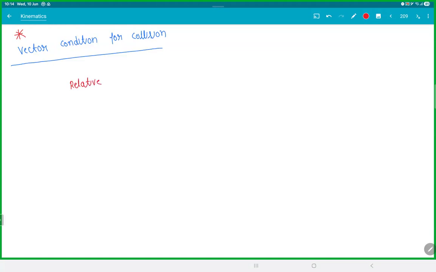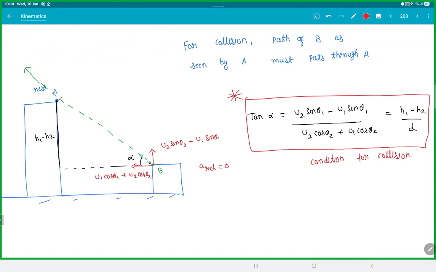Think about this. If two particles are going in some random direction, the y component will be equal. Not necessary, right? If both are on the ground level, then you would have said that h1 minus h2 is also zero. If both the particles are projected from the ground level, then the vertical components must be the same.